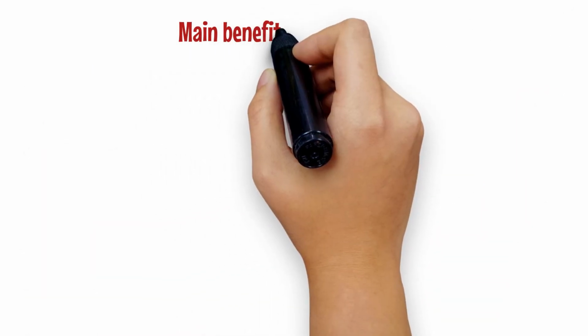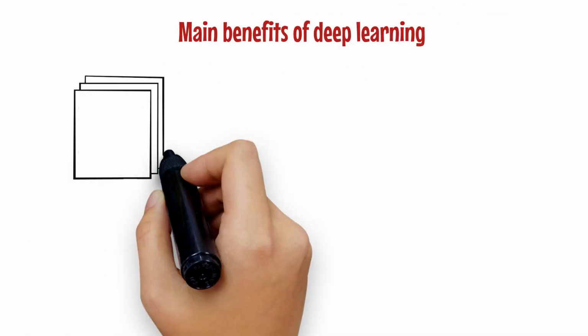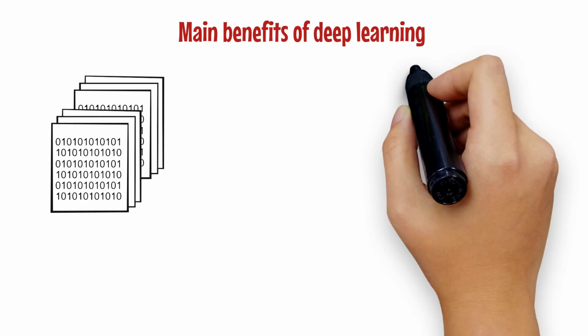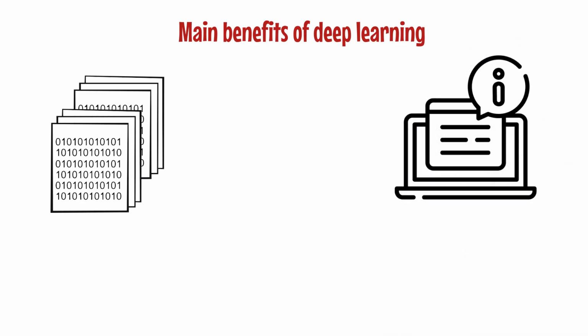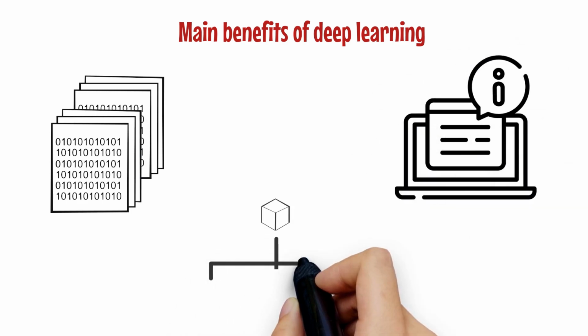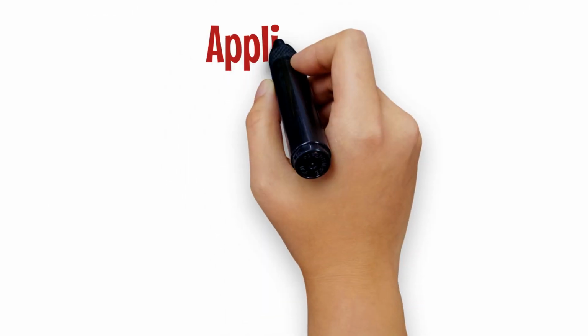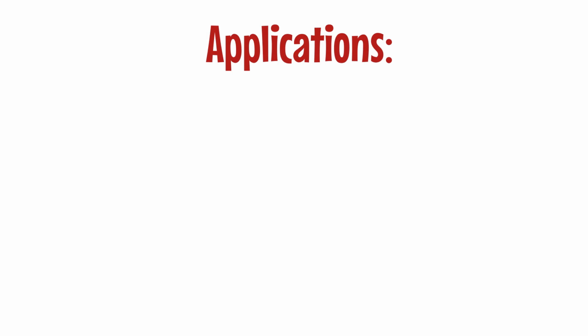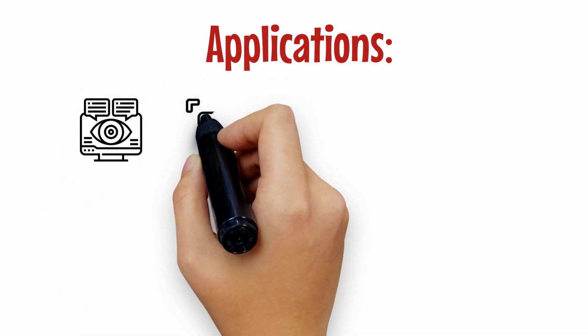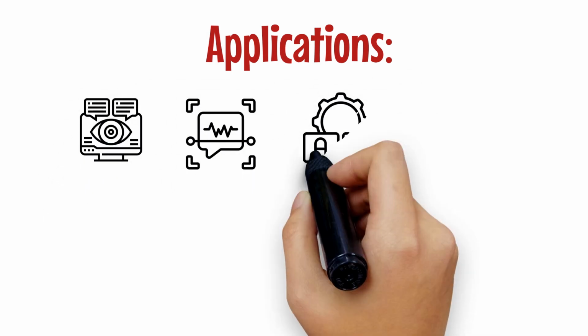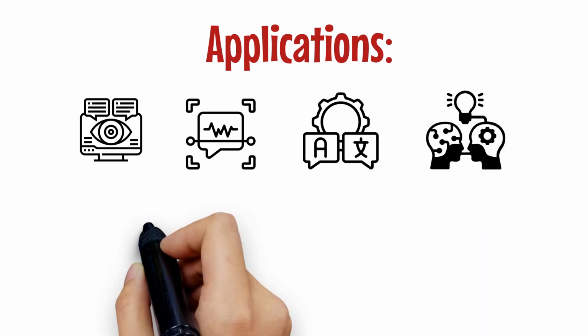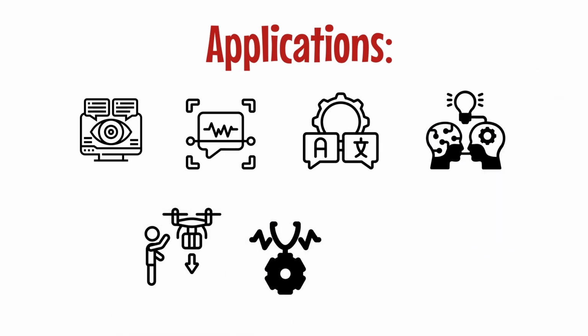One of the main benefits of deep learning is that it can learn from a lot of data, so the machine can understand multiple levels of information, which allows them to learn complex patterns and generalize better. Applications. Deep learning models can be used in areas such as computer vision, speech recognition, natural language processing, robotics and control, healthcare, and financial services.